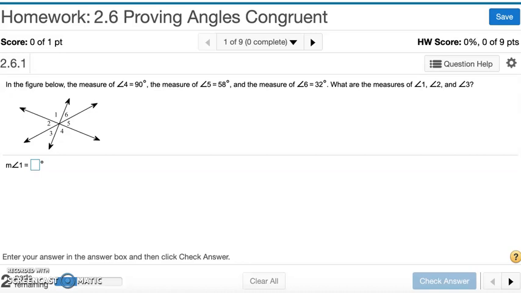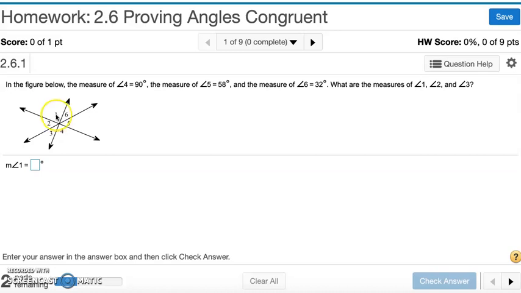2.6 Proving angles congruent. In the figure below, the measure of angle 4 equals 90 degrees, the measure of angle 5 equals 58 degrees, and the measure of angle 6 equals 32 degrees. What are the measures of angles 1, 2, and 3?